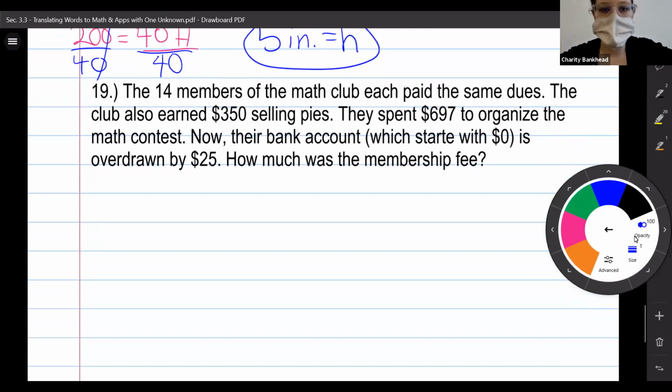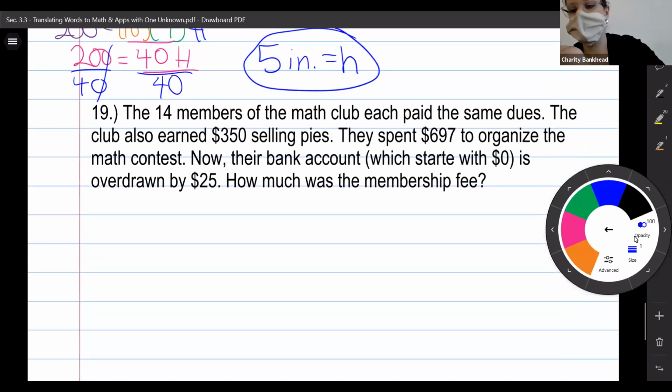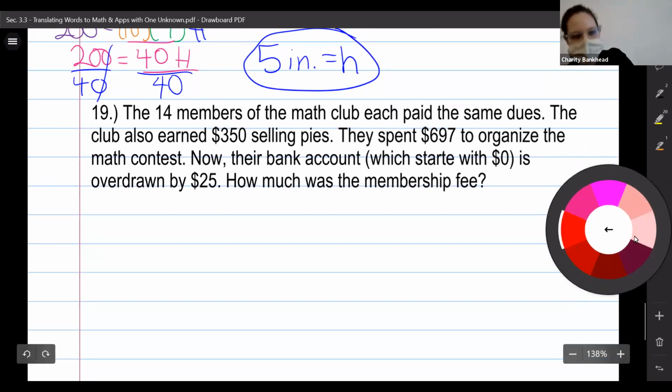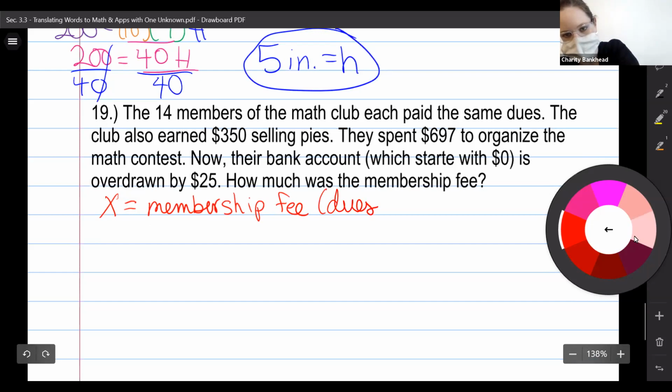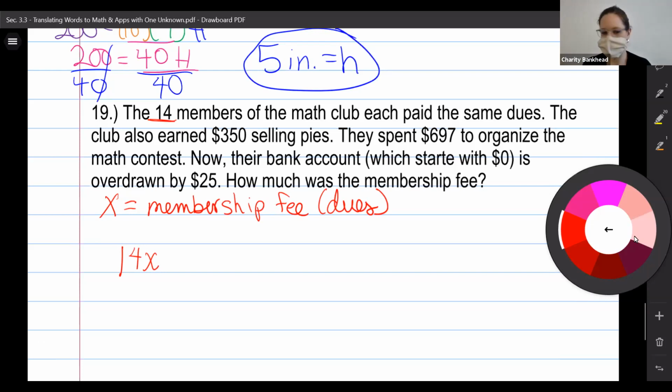All right, so they each paid their dues, or in other words, their fee. And that's what we're trying to find out. So I want to define my variable. x represents the membership fee or dues that's paid by each of the members. And there's 14 members. So you started out with $0 and then you added 14 multiplied by whatever that fee is. So 14x.